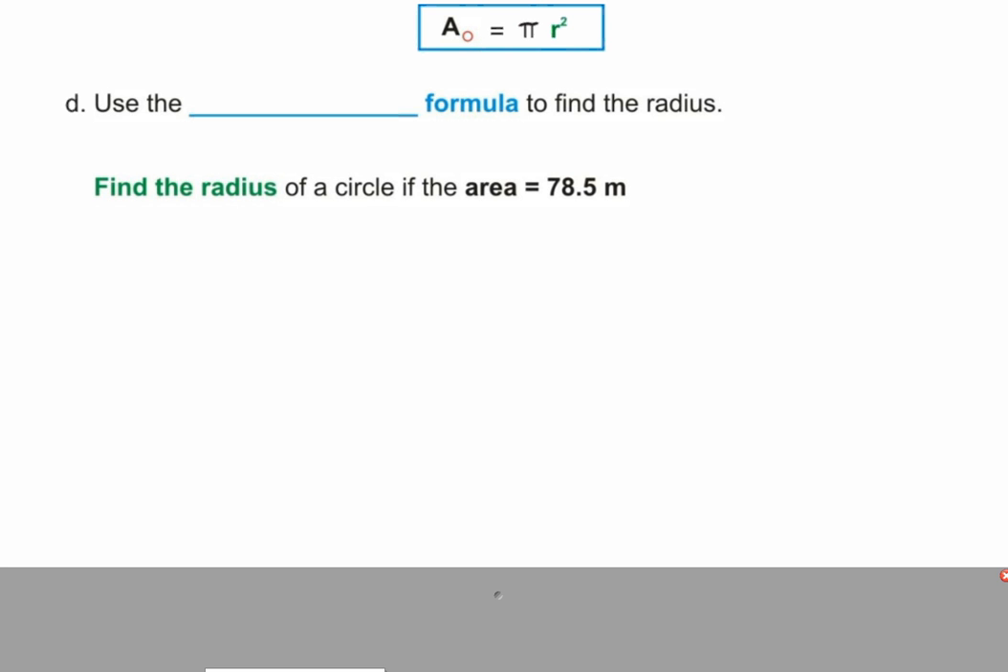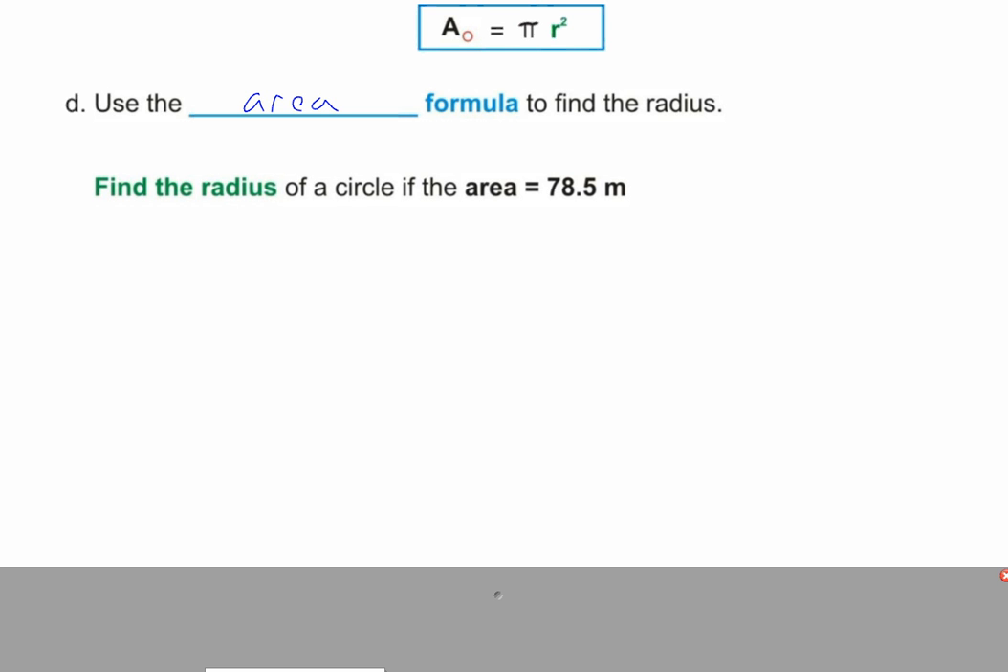Turn the page. D. Just like you guys did last night in solving the base of that trapezoid and the base of that triangle, we can use the area formula to find the radius. Or the diameter. How would you use the area formula to find the diameter? Well, you first find the radius, and what's the diameter in respect to the radius? Twice as big, right? 2 times as big.